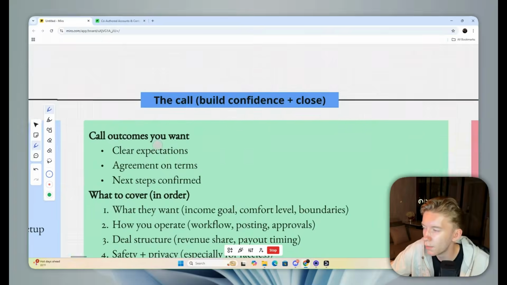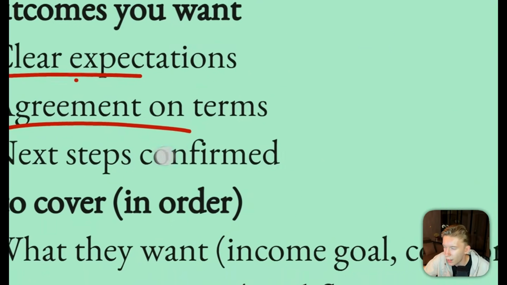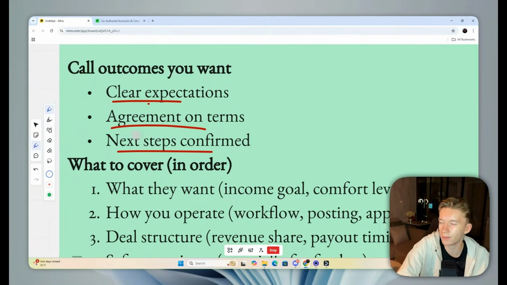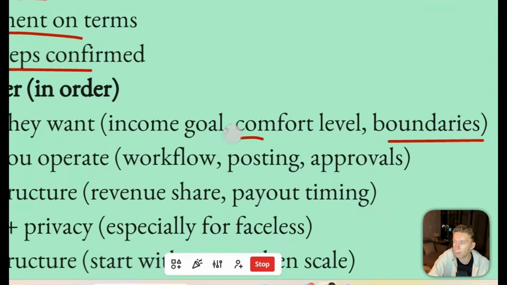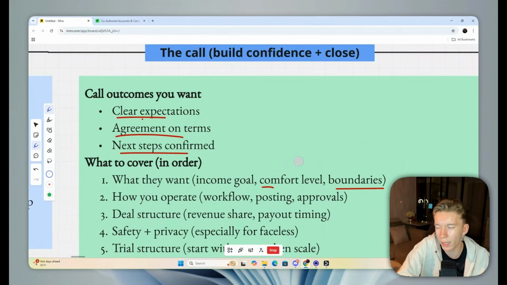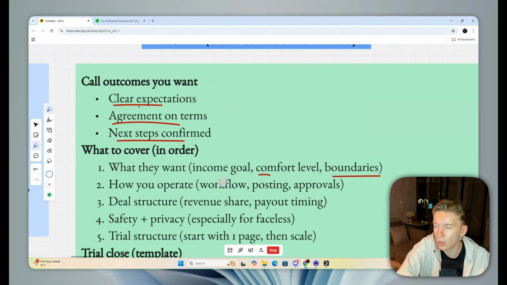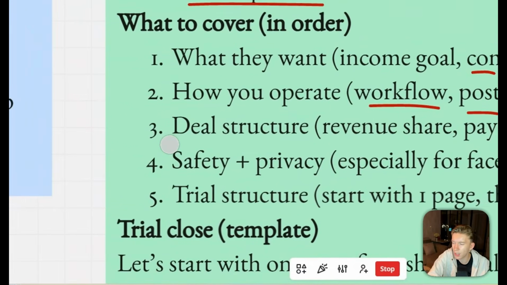The outcomes that you want are to set clear expectations, get an agreement on terms, and get the next steps confirmed. This is what you're going to cover: what they want, their income goal, their comfort level, and their boundaries, what they want to film and what they don't want to film. Then explain how you operate, your workflow, your posting, and letting her know if there's anything she needs to improve on.